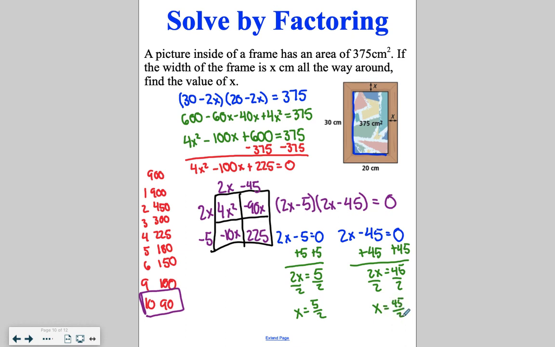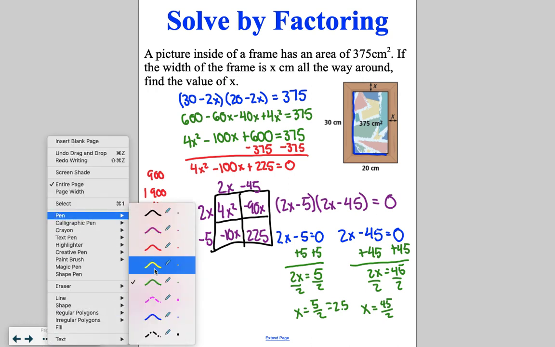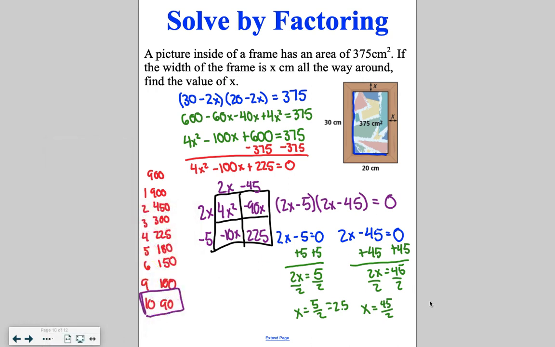Now, because it's a word problem and it's asking for us to solve for the value of x, you can go ahead on these ones and simplify these fractions. So this first one is going to give you 2.5, and our second one, when I do 45 divided by 2, is going to give me 22.5.